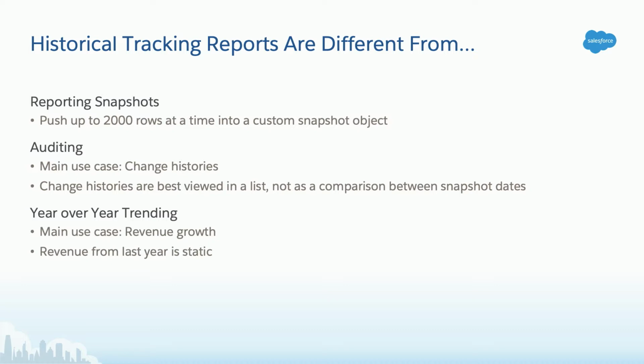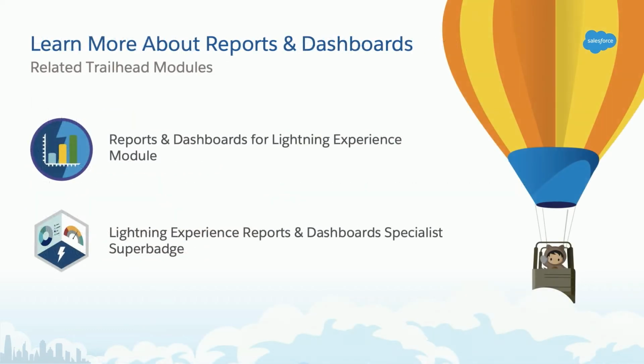And this does not support year over year, right? And a lot of times for year over year trending, you're just looking at the revenue, which is not going to change from last year. You might want to reference that value from last year, but that number is not going to change, so it's not necessarily a historical tracking use case. So what I showed you is not necessarily for these scenarios.